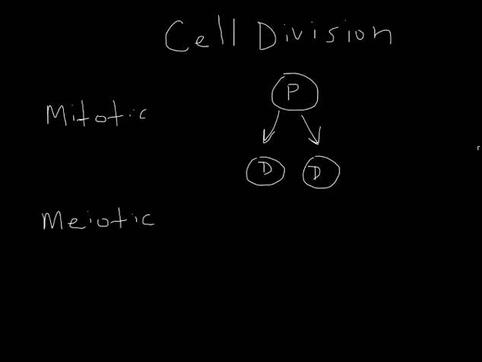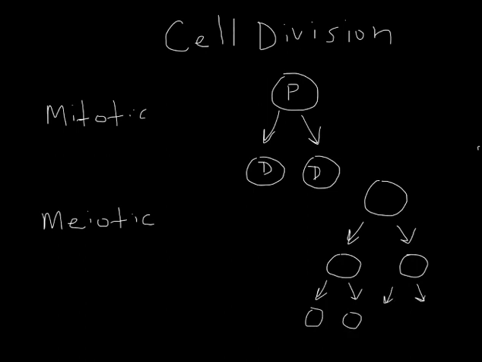Meiotic cell division is developing cells that have half the number of the original chromosomes, where one cell creates two cells, and those two cells then create four total cells. This occurs when sex cells are formed, preparing for reproduction.